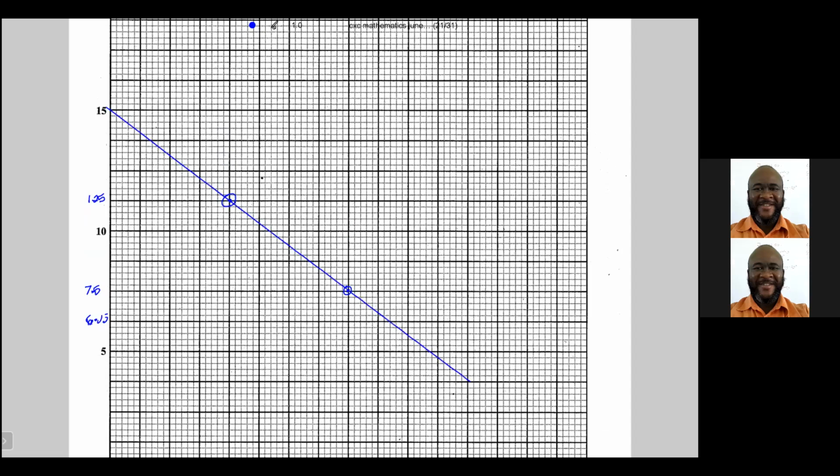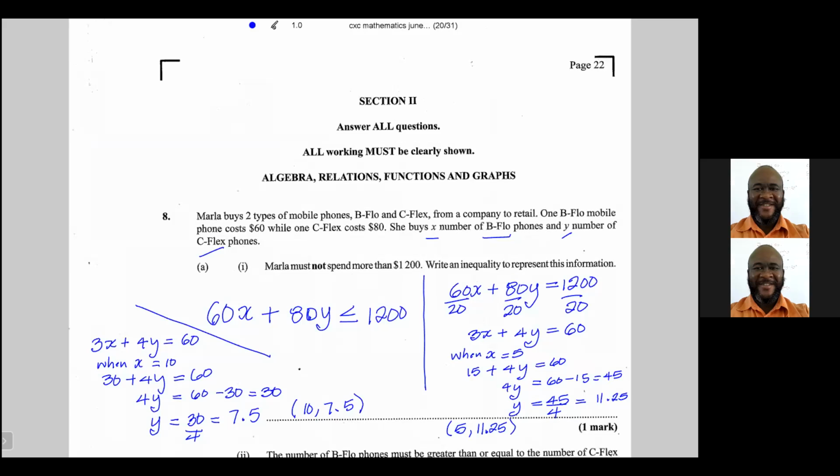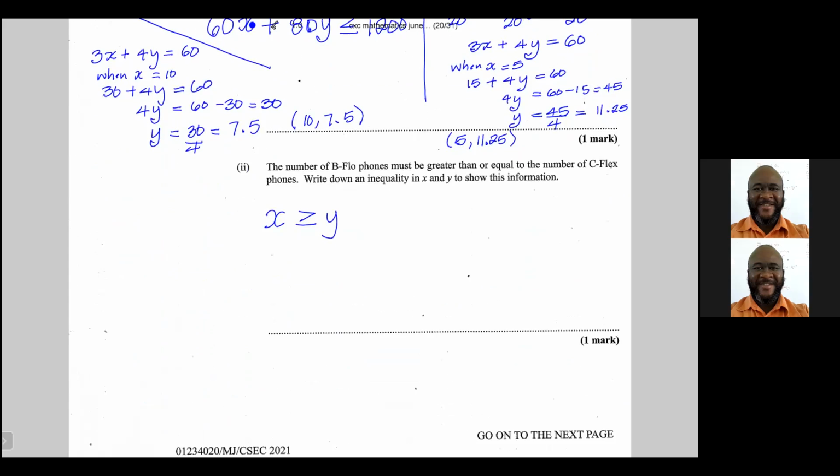All right, when we do it, it will look something like that. The next line we need to draw represents the inequality x is greater than or equal to y, which is the same as saying y is less than or equal to x.